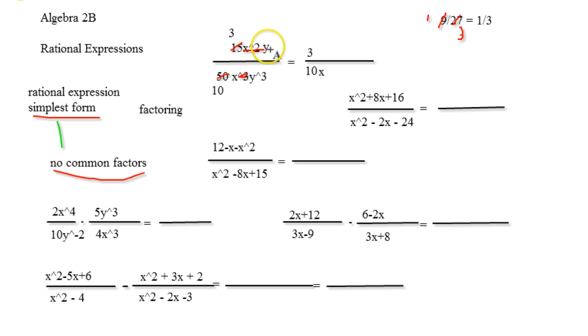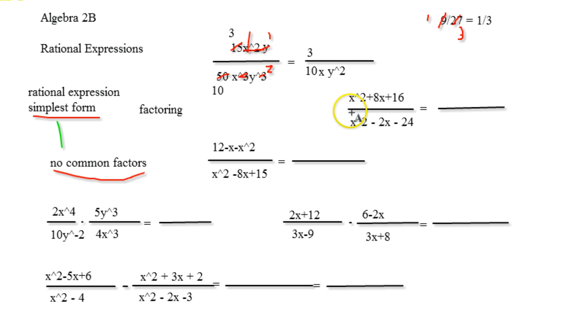Then the y up top and the y cubed on the bottom. There is one y up here and three y's down here. If I simplify those to just ones, I'm left with two y's on the bottom. So I just rewrite it as y squared. Something as simple as that can be simplified to a really easy form.